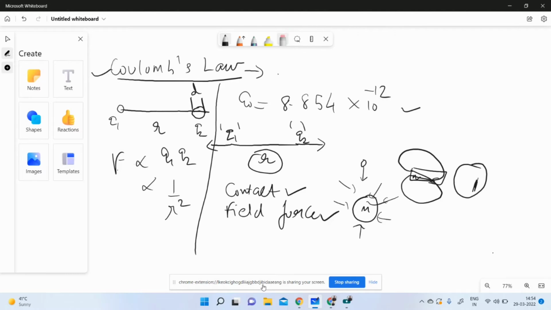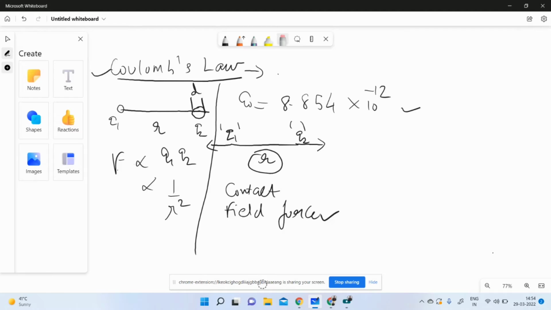In the same way, both charges placed in air will exert force on each other because they produce some field, which is known as the electric field. That is what we are going to learn in the next session, or maybe the next to next video. So the cause of repulsion or attraction is the electric field produced by the charge. Q1 will produce some electric field, Q2 will produce some electric field, and because of this electric field they will experience a force of attraction or repulsion.